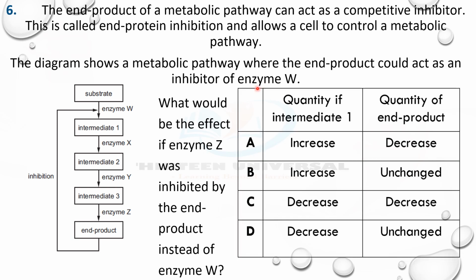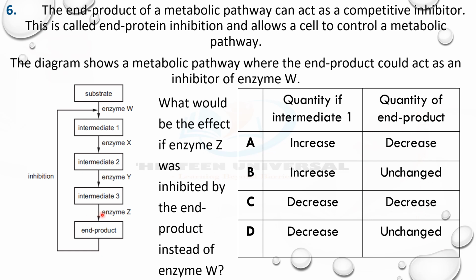Okay, let's see. What would be the effect if enzyme Z, this is enzyme Z, was inhibited by the end product instead of enzyme W? Instead of going this way, this inhibits this. So if this inhibits this, that means that production of this will stop. So okay, let's go to the end product. Which option says that it will decrease?